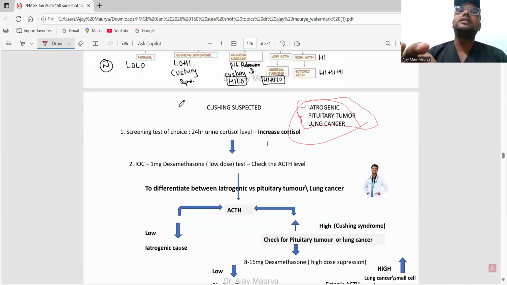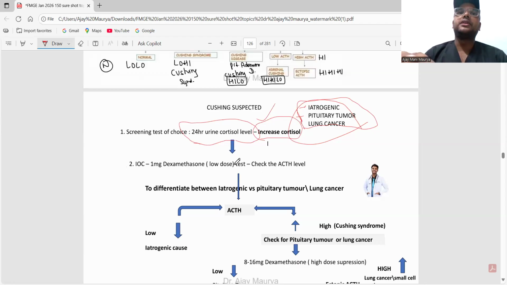First of all, what is the screening test of choice? It is the 24 hour urine cortisol level. In Cushing disease, it will be increased. Next, what is the investigation of choice? It is the 1 milligram dexamethasone, which is the low dose. That is the dexamethasone low dose test. Then you have to check the ACTH level.